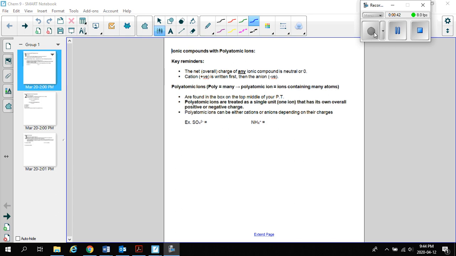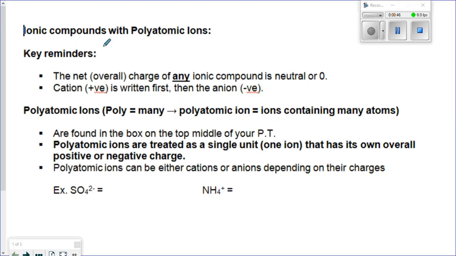So, key reminders. These are things that we've already looked at with the previous ones. The net, which is a fancy way of saying overall charge, of any ionic compound is neutral, or zero. That's saying your number of positive charges is equal to your number of negative charges. So overall, it has a net charge of zero.